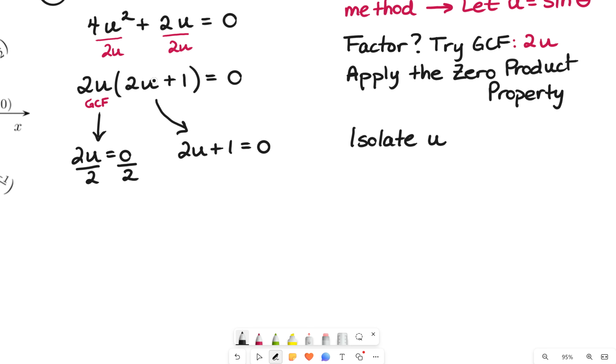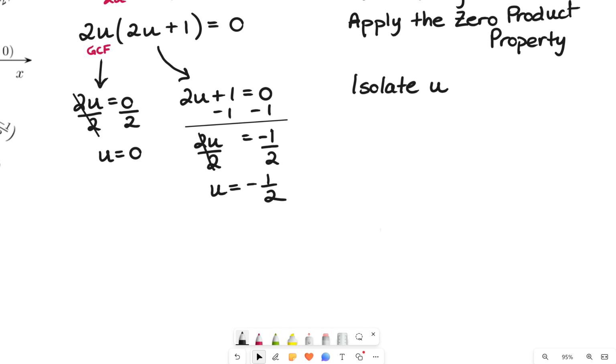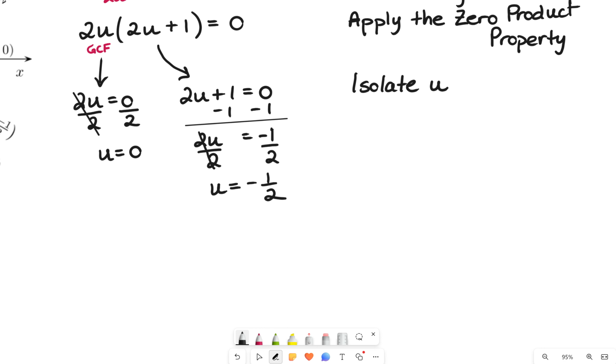I need to divide both sides by 2 to get u by itself, right? So u is 0. 0 divided by 2 is just 0. I need to subtract 1 on both sides on this one, which ends up being 2u equals negative 1. And then what do I need to do? Divide by 2 on both sides. That's correct. So we get u equals negative 1/2.